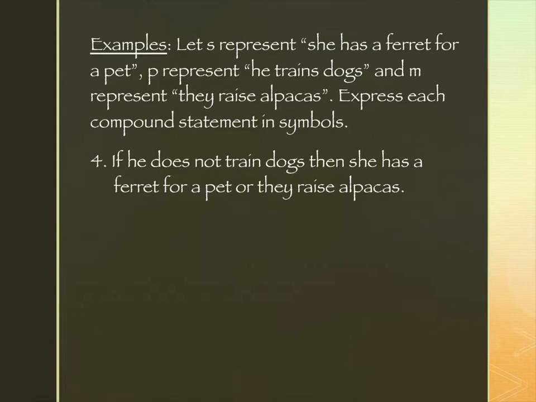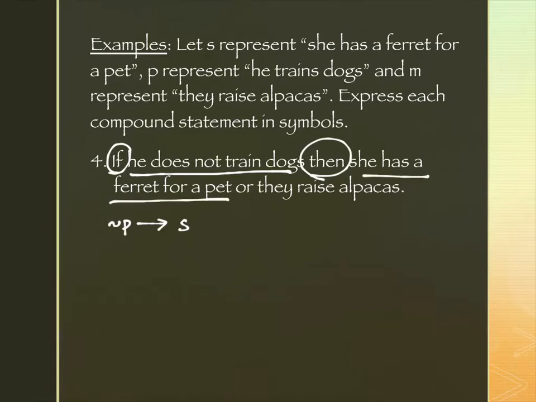How did you start? Negation of Q. All right, so it's the he does not train dogs is our first statement. I'm going to kind of identify my connectives by some circles. So he does not train dogs is the negation of P. Then what? An arrow. Okay, is everybody good so far? All right, what'd you do next? S. So she has a ferret for a pet. And then the V. And then M for they raise alpacas.